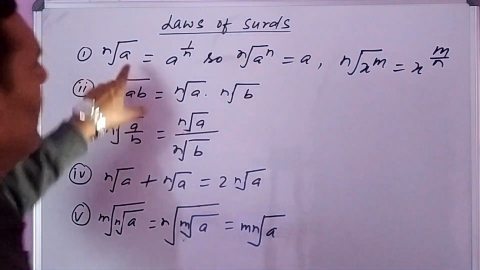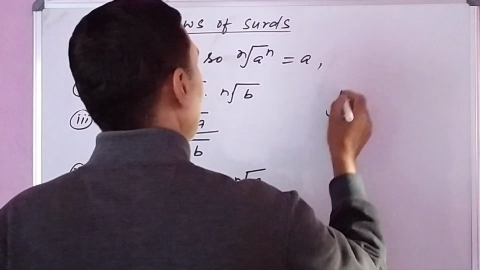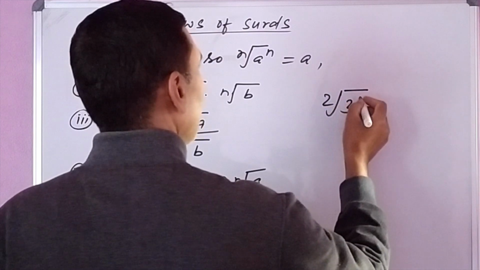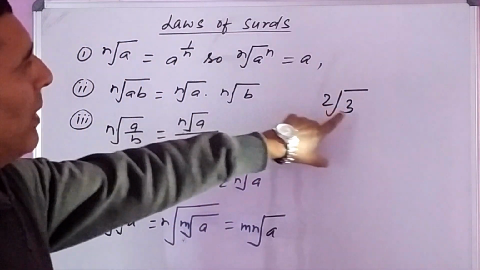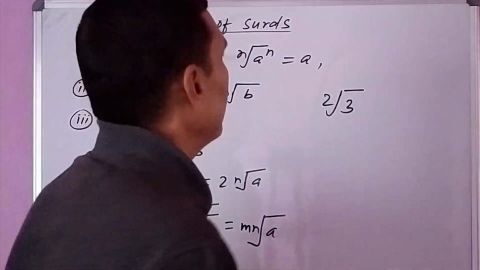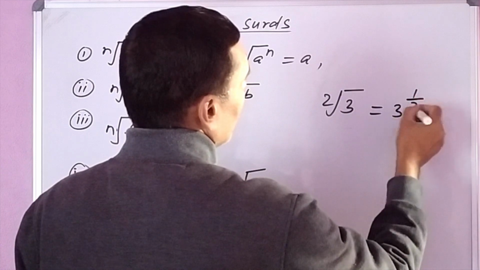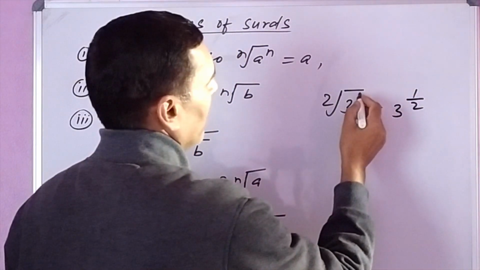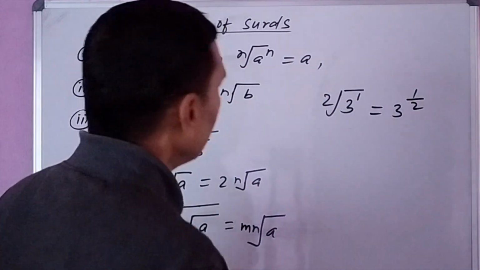Just like this. For example, if we have square root of 3, the order of the root is 2 and the radicand is 3. This can be written as 3 to the power 1 upon 2. It is the square root, because this radicand has the power 1.